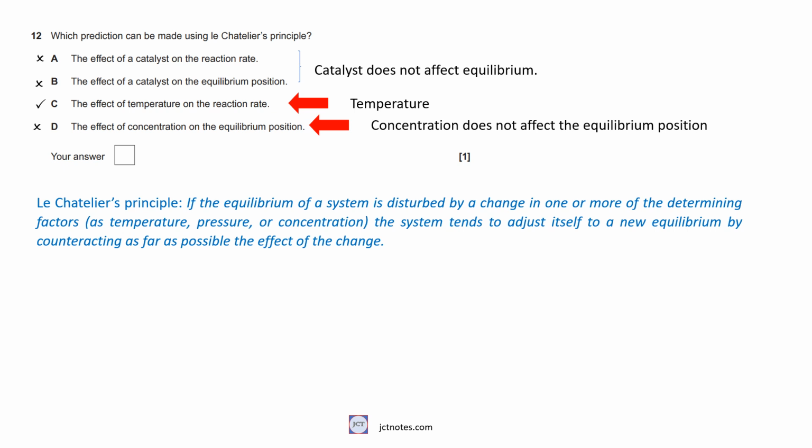C is correct because the temperature has an effect on the reaction rate. D is not correct because the equilibrium position is constant. When the concentrations are changed, they adjust themselves to reach the same equilibrium. Therefore, the correct answer is C.